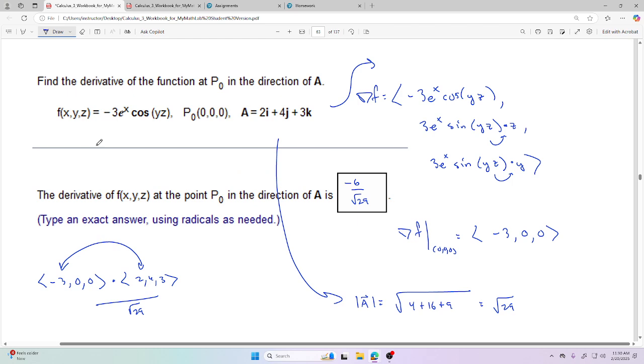So the main hiccup was, of course, how to take the derivative. And it was almost too easy. Anyways, I'm going to stop the recording.